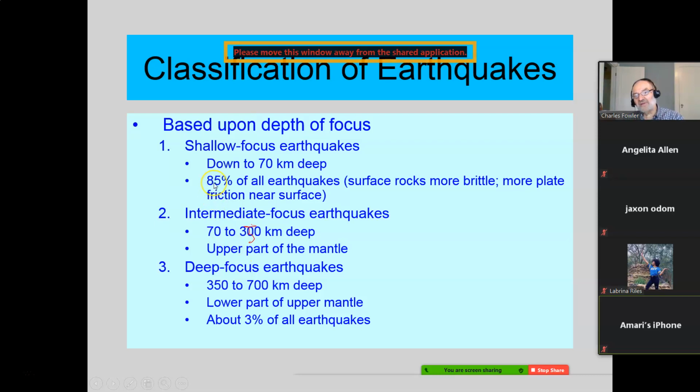So if 85% of them are shallow and 3% are deep focus earthquakes, that would leave you, anyone do the math? 12%. About 12% are intermediate focus earthquakes. So the vast majority of your earthquakes are going to be up here within the crust where everything is sort of brittle, and that's where you're going to have those things hanging up and then suddenly releasing and letting go. So most of your earthquakes will be shallow focus earthquakes within the top 42 miles or so.